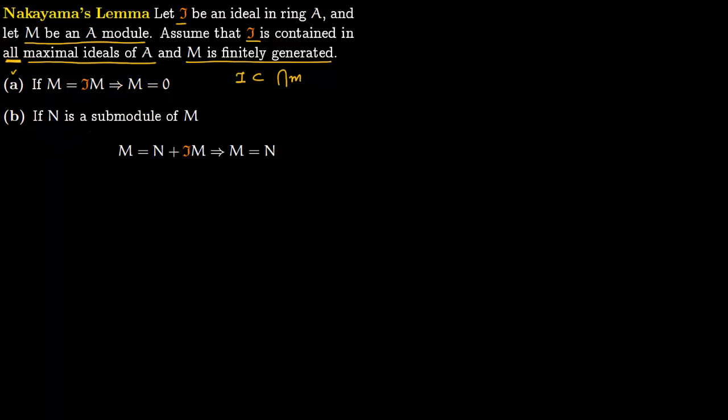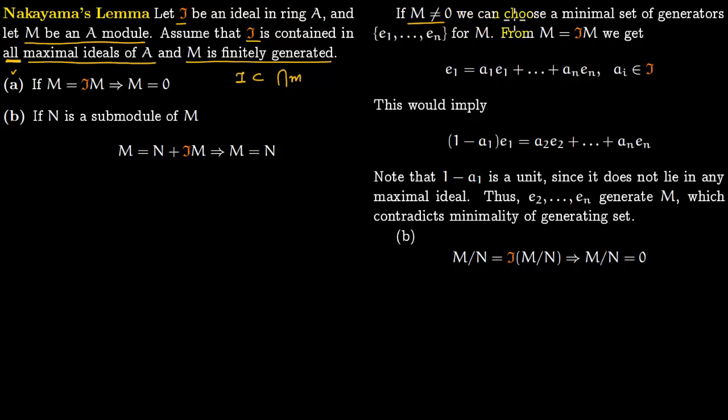So we start with M not equal to 0, and it is finitely generated, so we can choose a minimal set of generators. So say E1 to En is a minimal set of generators, and we will arrive at a contradiction: that we will be able to find a smaller set of generators, say E2 to En, which will contradict minimality. So our assumption M not equal to 0 would be false. So we are saying that M is not equal to 0, and we are setting M equal to IM.